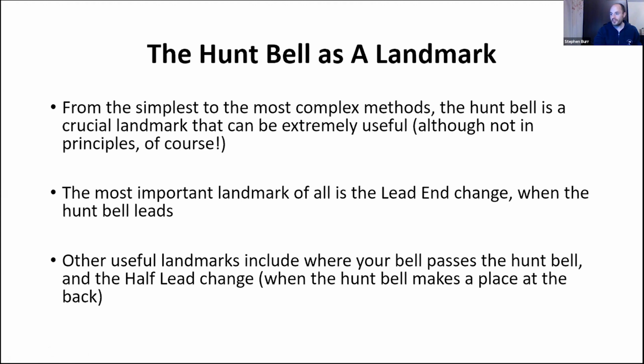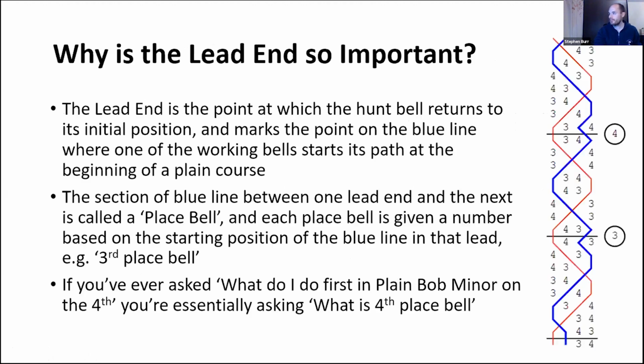There are obviously other useful landmarks. So this is what I would say is the most important one, but there are lots of others that you can look out for. This includes where you pass the hunt bell, as we said on the last slide, and also the half lead change, which is when the hunt bell is making a place at the back. And we talked a little bit about that when we were looking at place notation.